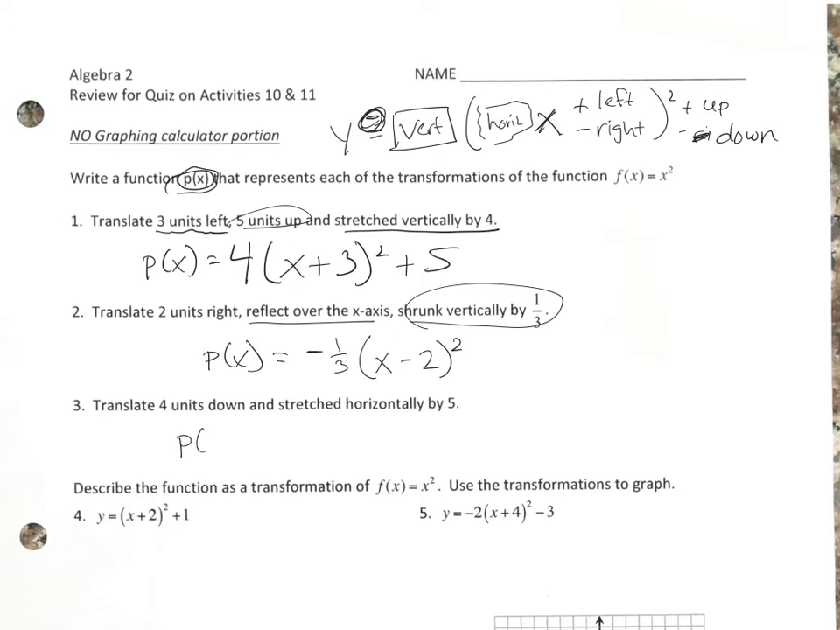For number 3, p of x. Horizontally, see that first? When you do horizontal, of course, you want to do the reciprocal. So we're not going to use 5, we're going to use 1/5. That's going to go inside the parentheses with the x. No left or right, so we can close those parentheses and then down 4.